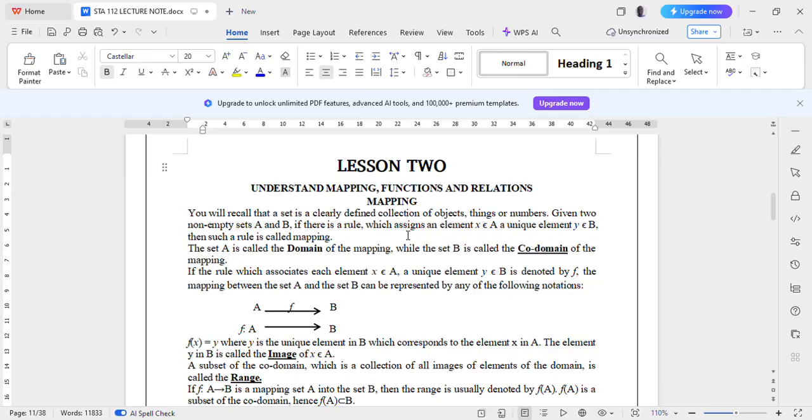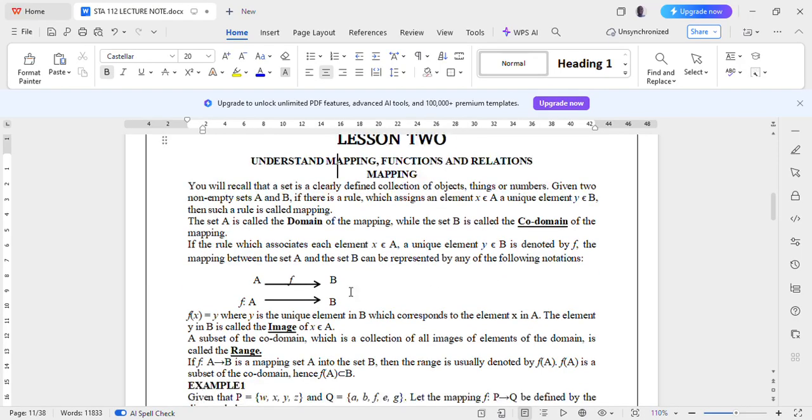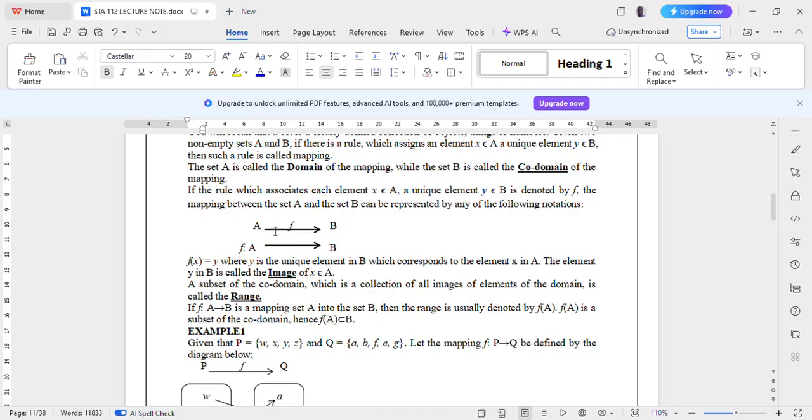The first set, which is set A, is called the domain, while the other one, set B, is called the codomain of the mapping. If the rule associates each element x belonging to A, you need to recollect this sign in sets, x is an element of A, with a unique element y, which is an element of B, this is denoted by f. The mapping between sets A and B can be represented by diagrams, called the arrow diagram. As you can read, f is a function of A mapped to B.